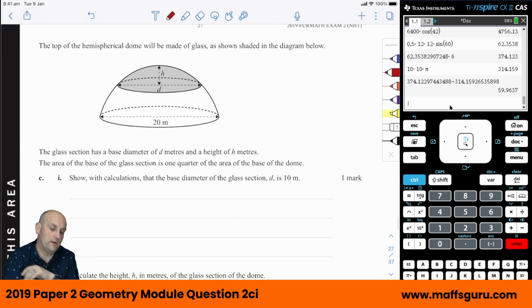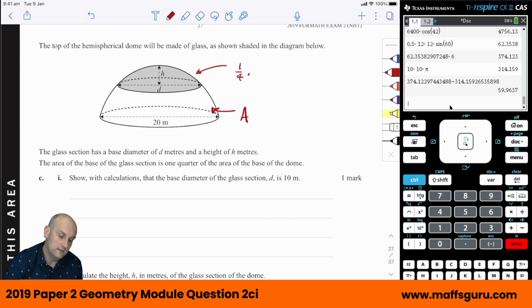The top of the hemispherical dome will be made of glass, as shown shaded in the diagram below. The glass section has a base diameter of D and a height of h meters. The area of the base of the glass section is 1/4 of the area of the base of the dome. So let's call that area, and that's 1/4 of its area. Show a calculation that the base diameter of the glass section D is 10 meters.